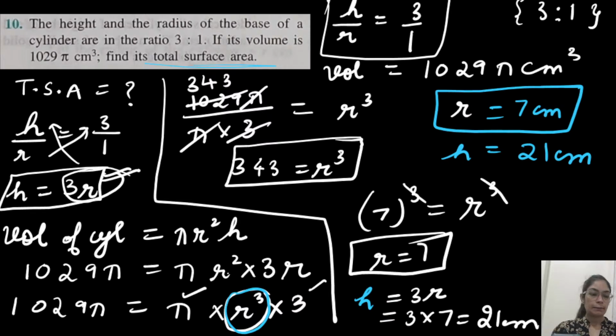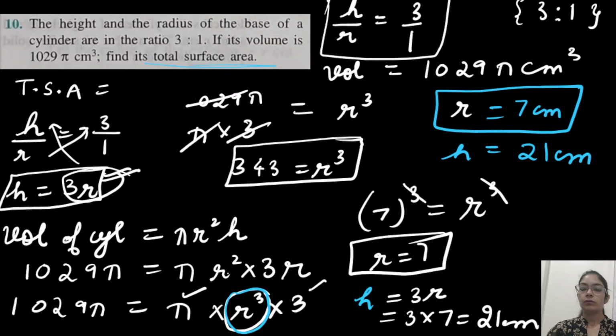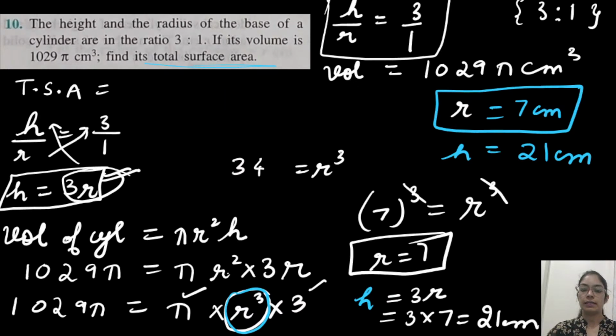Okay, so I'm just going to clear this. You can take a screenshot or you can make a note of this. Now, what is the formula of total surface area of cylinder? What is the formula of total surface area of cylinder?